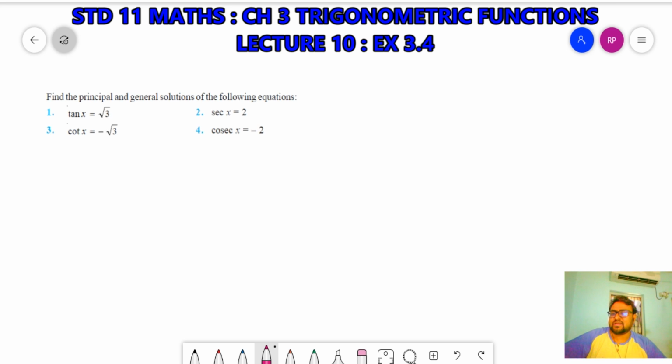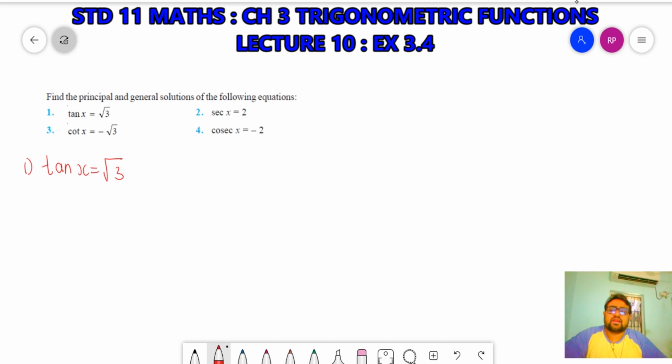Find the principal and general solution of the following equation. So the first one is tan x equals root 3. Now see, you have to find out the principal and general solution.